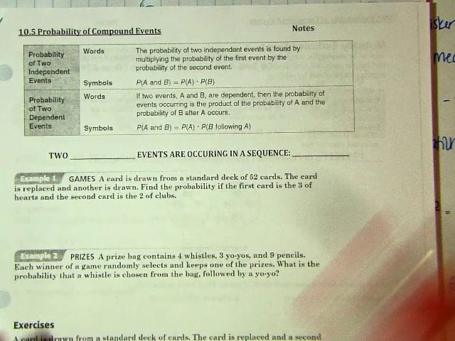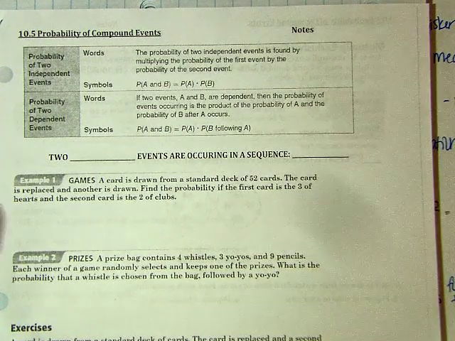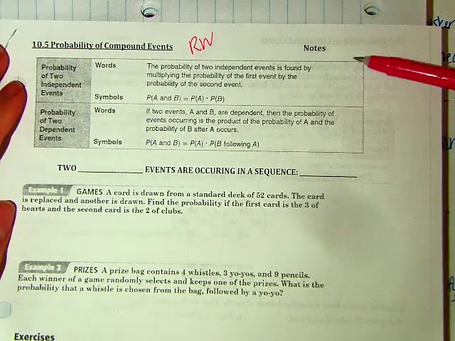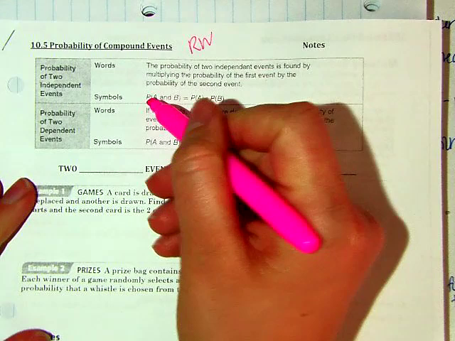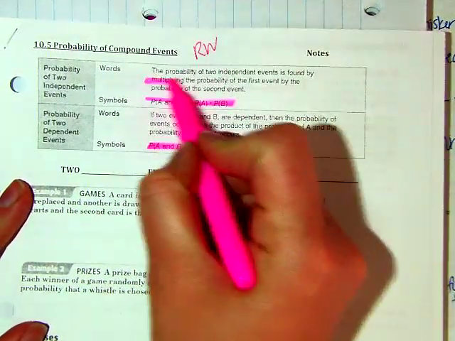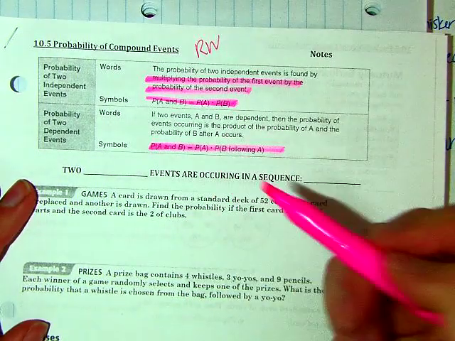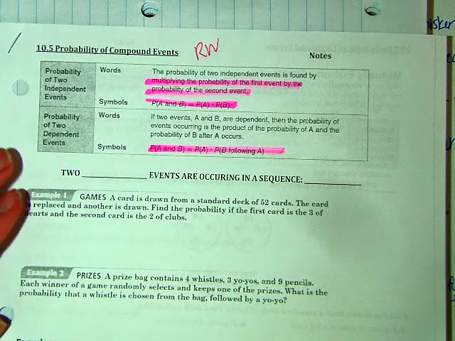Okay, final lesson in our probability chapter is called Probability of Compound Events. So, name and date. These are probably words on your vocab sheet. It's okay if you want to write this in there, as well as this. Multiplying the probability of the first event by the probability of the second. Dependent is the same thing, but it's following A. So you'll see that here in a second.